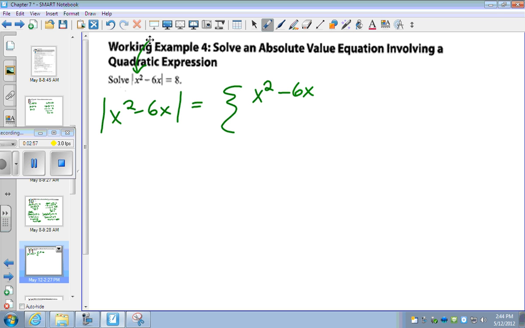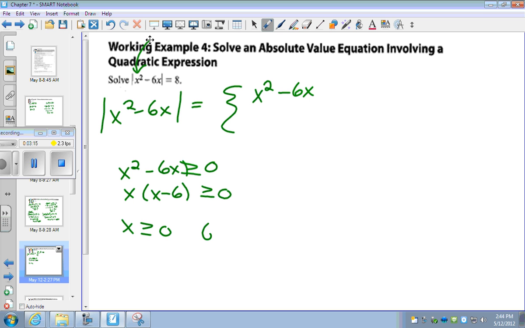So when is x squared minus 6x greater than or equal to 0? Well, what I do is I quickly solve it over here. I have x times x minus 6. When is this greater than or equal to 0? Well, whenever x is greater than or equal to 0, or x minus 6 is greater than or equal to 0. Sorry, whenever x is less than or equal to 0. Why would it be less than or equal to 0?